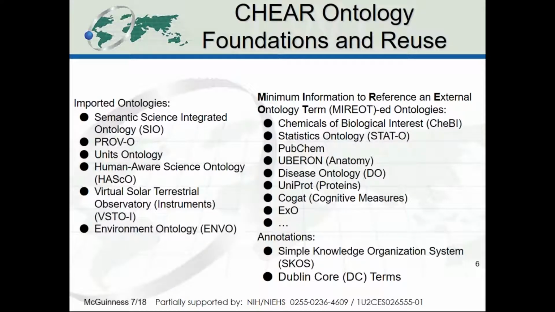So our foundation, basically we pull in what we're going to use very heavily. So we import, if you're familiar with ontology terms, like pull in the entire ontology. Our foundation is the Semantic Science Integrated Ontology, which by itself has integrated a whole lot of ontologies. PROV-O, the World Wide Web Consortium's recommendation for provenance on the web, the units ontology, then we have the human-aware science ontology that integrates a lot of other ontologies. And the reason it's human-aware is because humans come in and calibrate things and create studies. So it's debatable whether that's the perfect naming, but anyway, that's what it is.